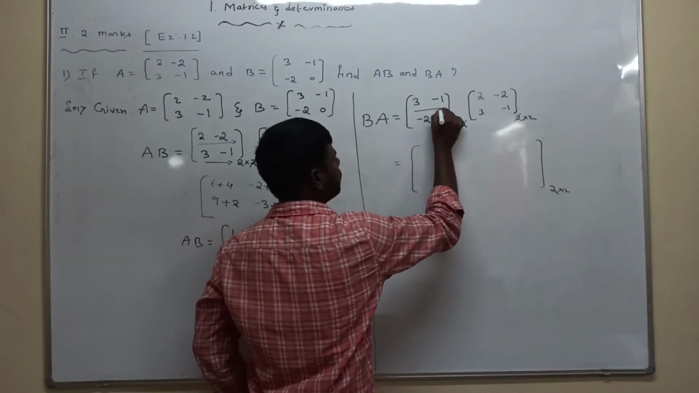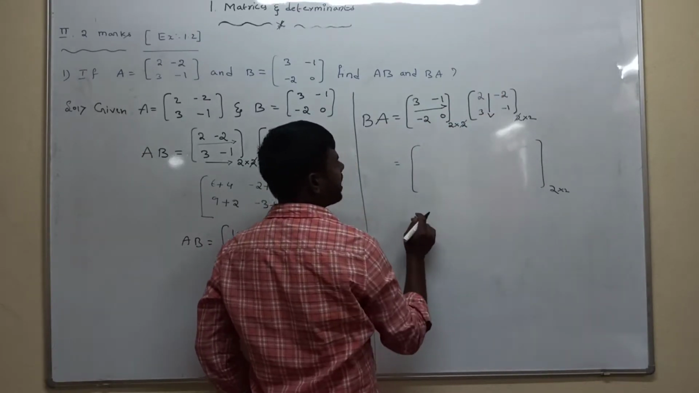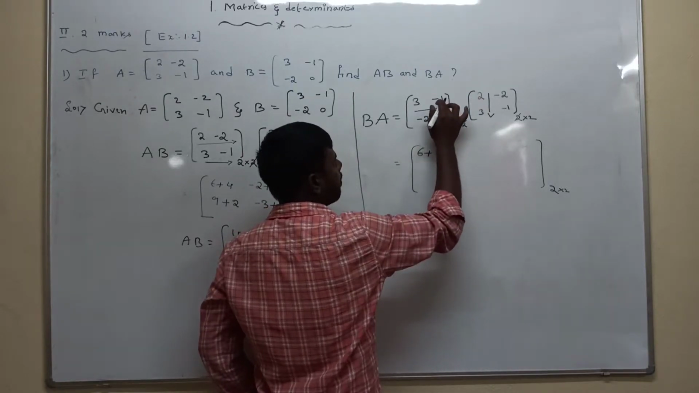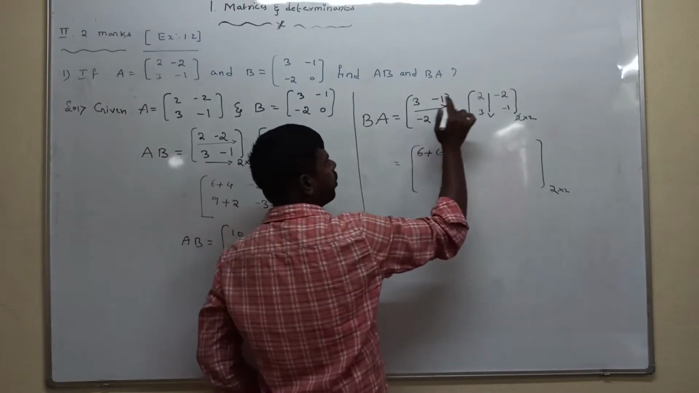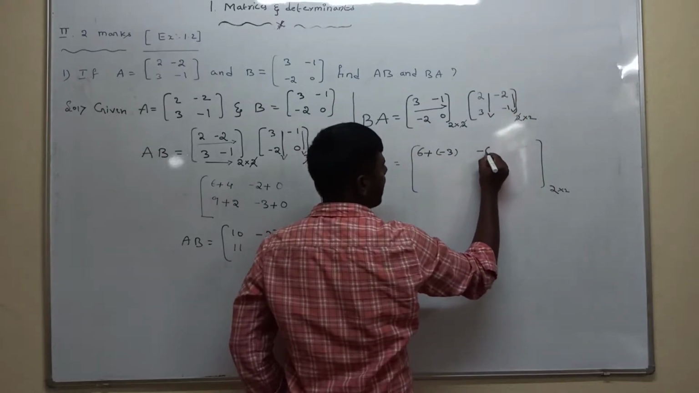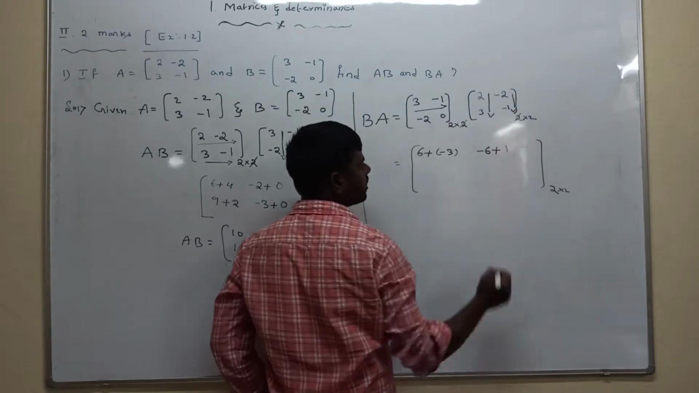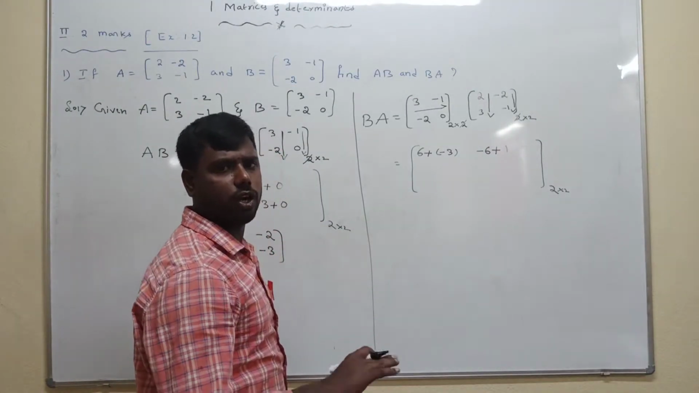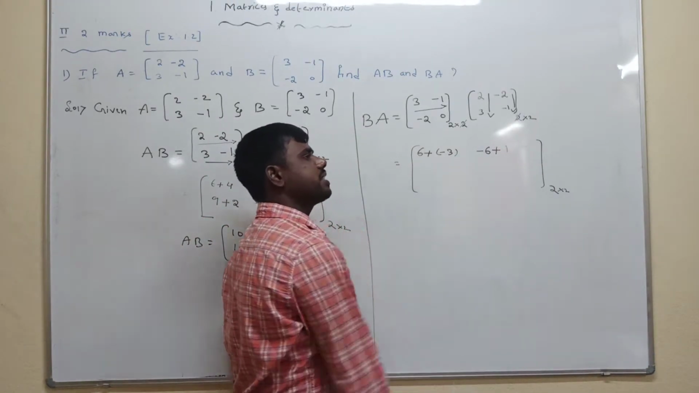First row taken from the first matrix, product with the first column taken from the second matrix. So 3 twos are 6, plus minus 1 into 3 is minus 3. So first row, now second column: 3 into minus 2, minus 6, plus minus 1 into minus 1, that value is plus 1. That's why I am writing only first row, first column and first row, second column.